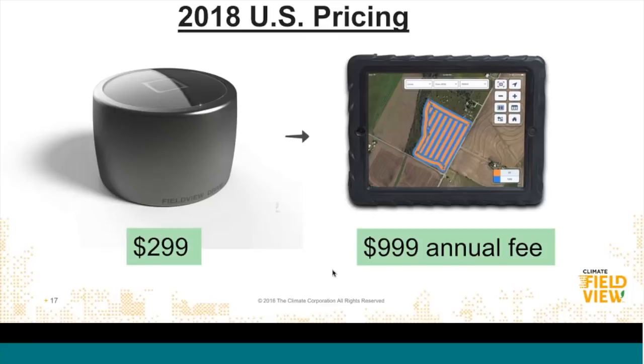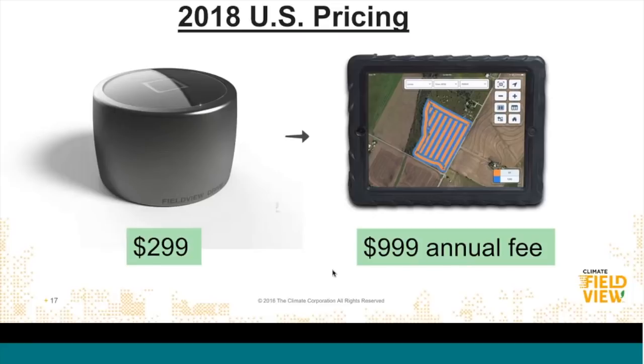Then there's the software. The software is $999 as an annual fee in the United States, and that is regardless of acreage. So whether you farm 1,000 acres or 50,000 acres, the price is $999, and you get every feature that we have talked about today on every one of those acres. So that is how it works in the U.S.